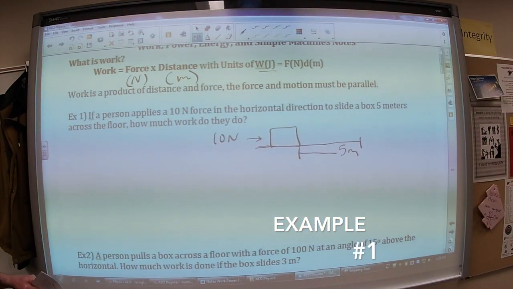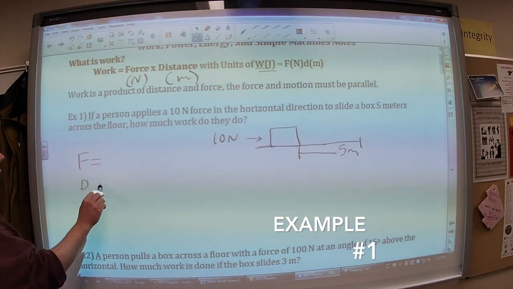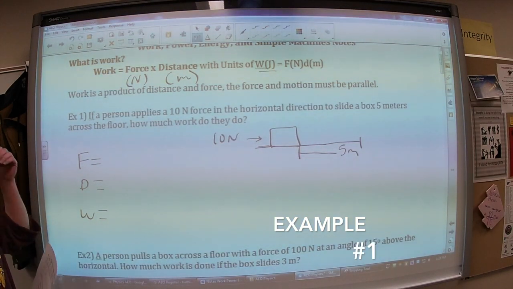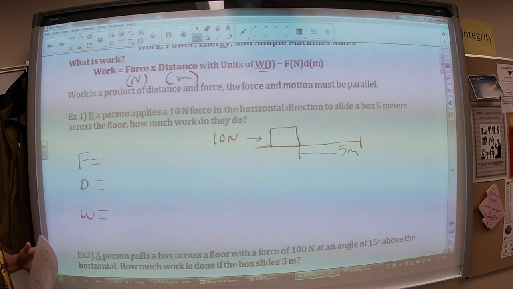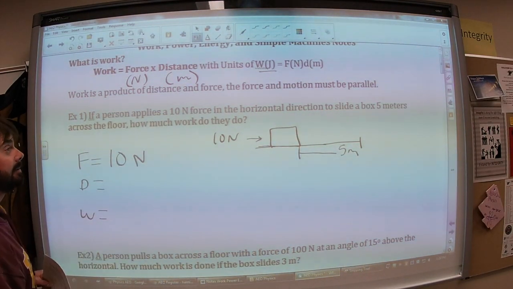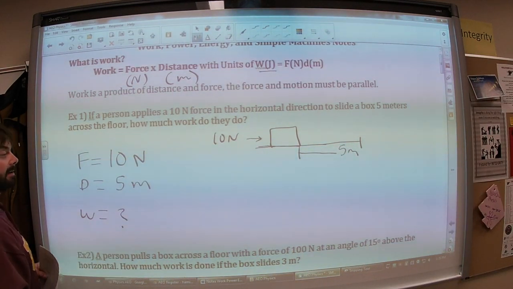Just like solving most physics problems, you want to list the variables that they give you, as simple as work, force, and distance are. Still list everything out, because as we get a little bit further along, things get more complicated. So let's take the force they give us of 10 newtons. It's going to travel a distance of 5 meters, and the work is the unknown.